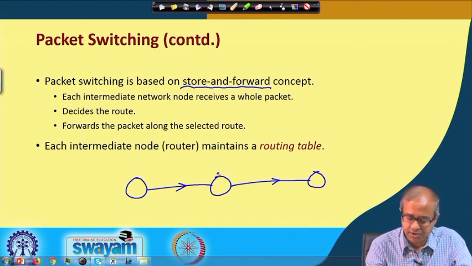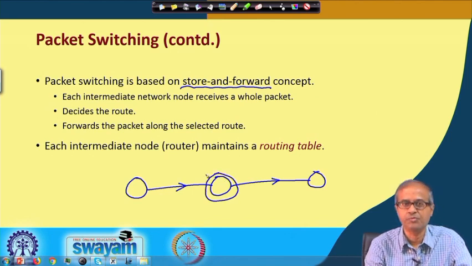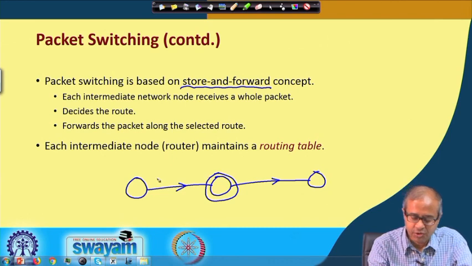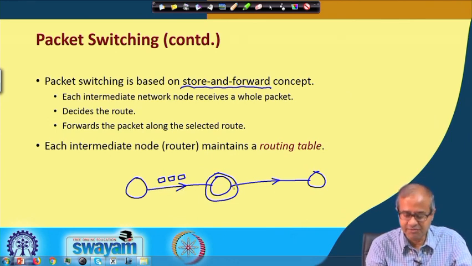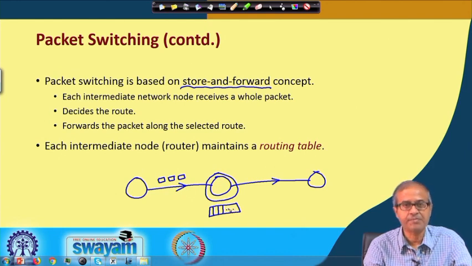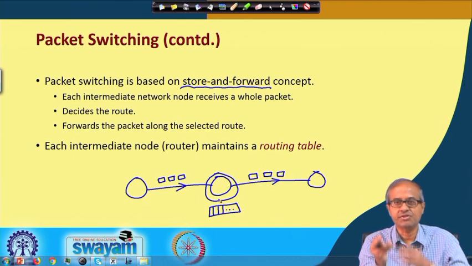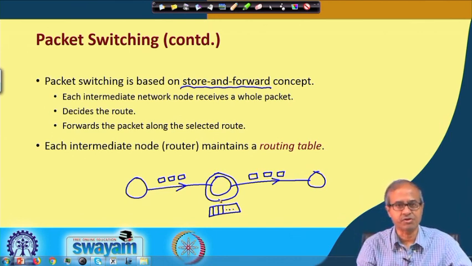Now, if we think of this central node, whatever packets are being transmitted first through this first link will get stored in an internal buffer. There will be a buffer, a memory space where these packets will get stored. And later on, from this buffer, these packets will get forwarded to the next link. So, there is a store and forward kind of concept.